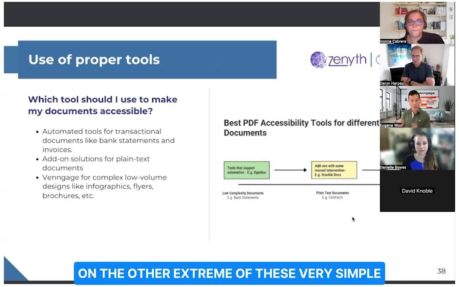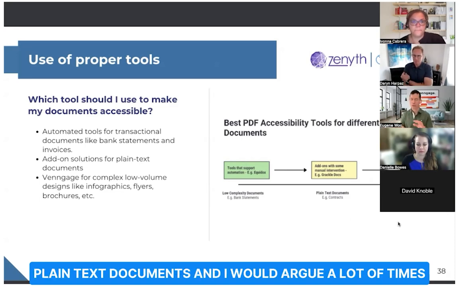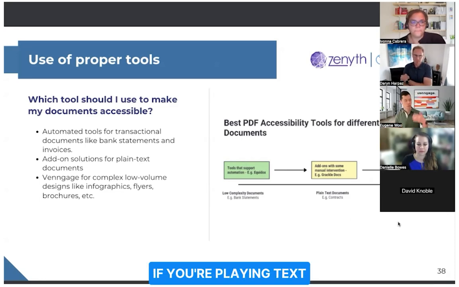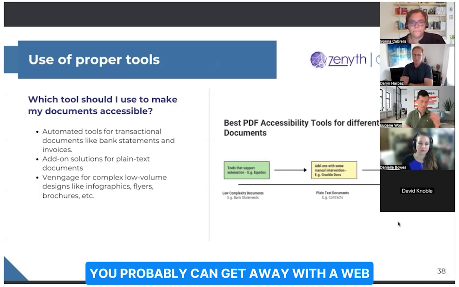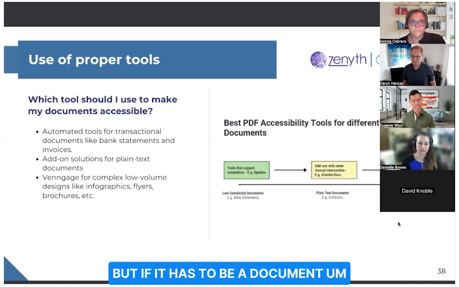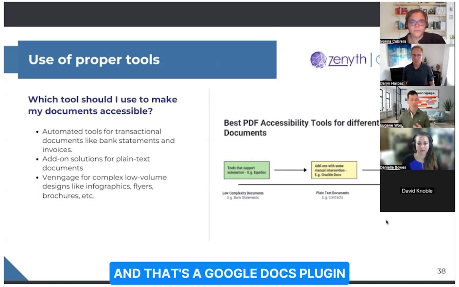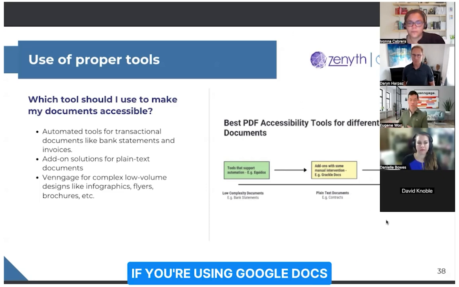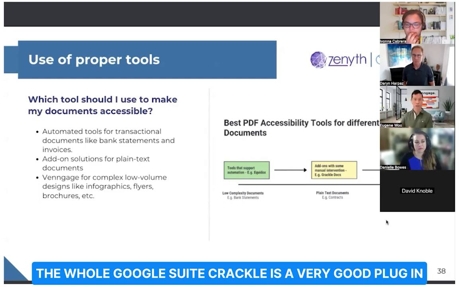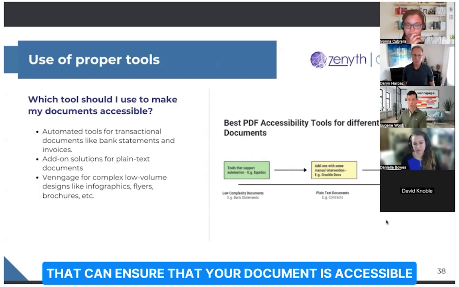The other one, on the other extreme, are these very simple plain text documents. And I would argue a lot of times, if they're plain text, you can probably get away with just posting something on the web. But if it has to be a document, you can use plugins from Grackle, and that's a Google Docs plugin. If you're using Google Docs, the whole Google Suite, Grackle is a very good plugin that can ensure that your document is accessible.